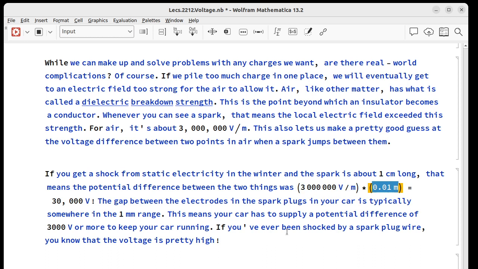Now, the electrodes in the spark plugs in your car, the gap between them is usually somewhere around a millimeter. That means the car has to be supplying a potential difference of 3,000 volts to keep that spark plug sparking. If you've ever been hit by a spark plug wire, you know that the voltage is incredibly high compared to what you might be expecting. It's certainly not the 12 volts of the car battery.